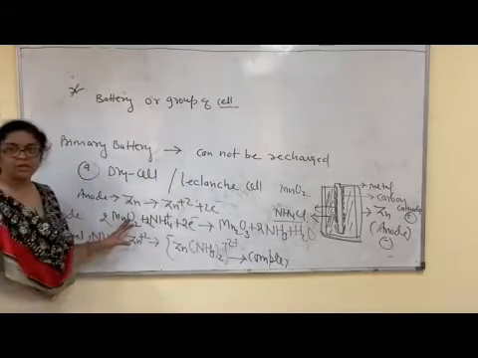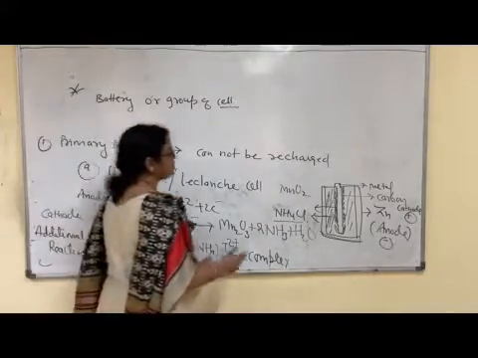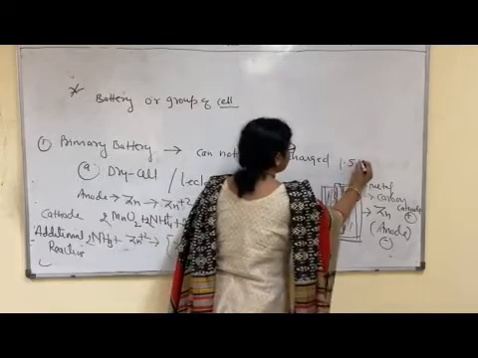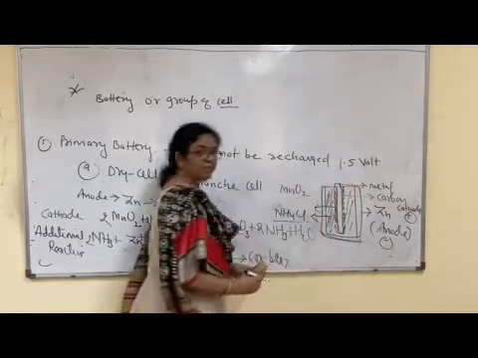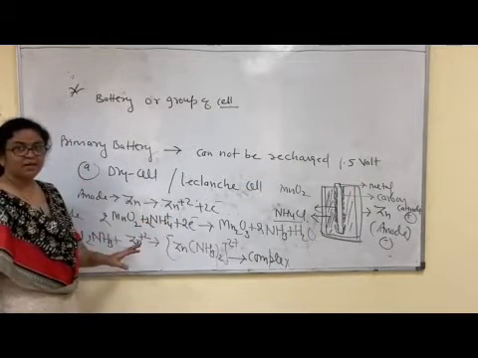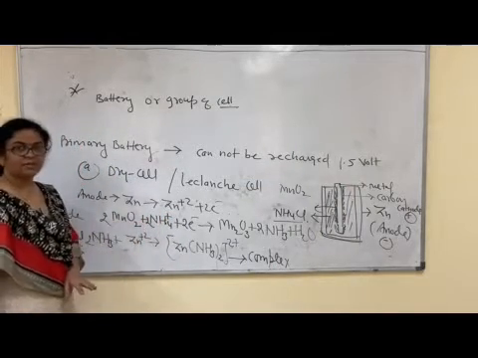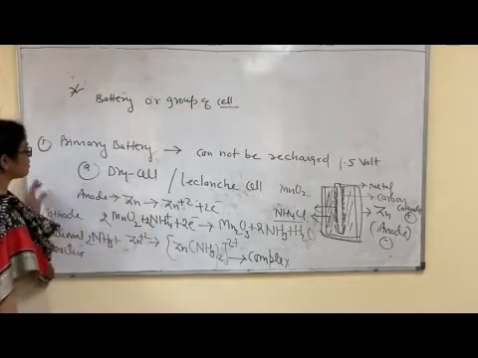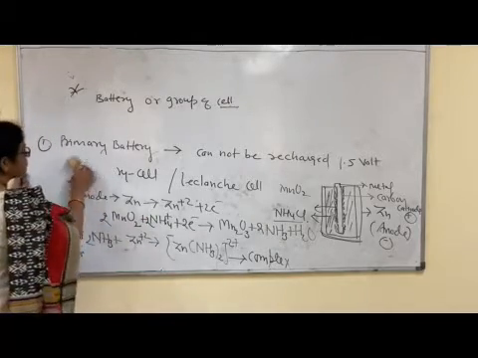Okay, and the efficiency of this cell is only to produce 1.5 volt electricity. Very low efficiency. So this is the dry cell. Once used, it cannot be recharged, and this cell we use in a torch. A simple cell. Now the second dry cell is the mercury cell.